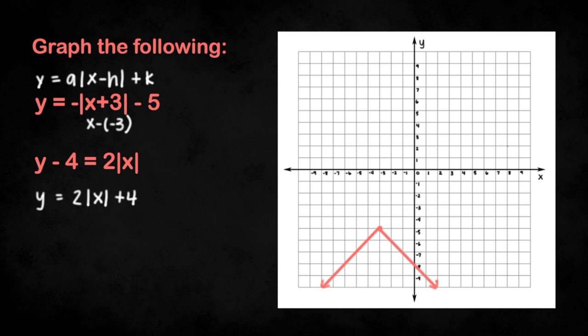For the second equation, we can simply do the same thing. Start with the vertex and then graph the slope. Here we have no h, which means that the graph will not be shifted left or right. However, because k is 4, we must translate the graph up 4 units to get a vertex at the point (0, 4).